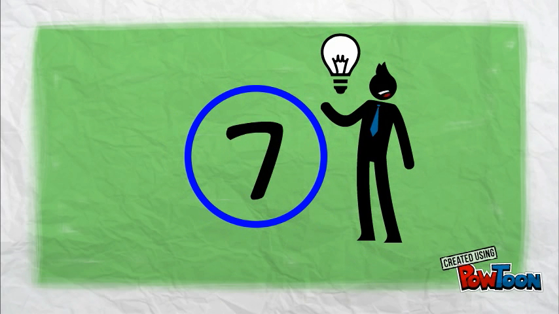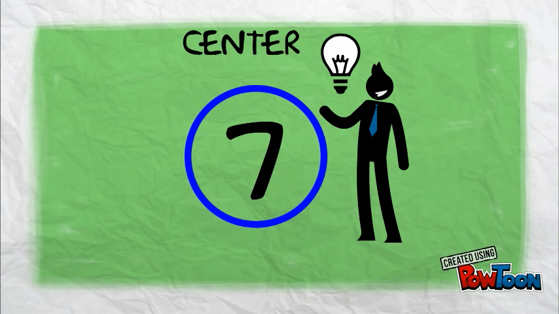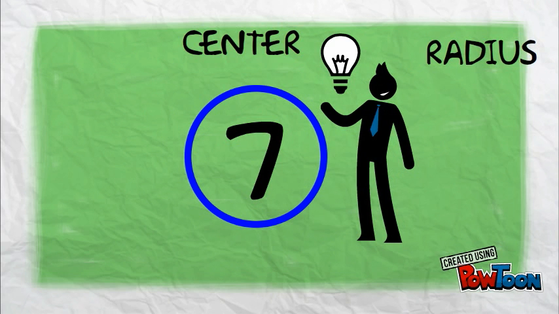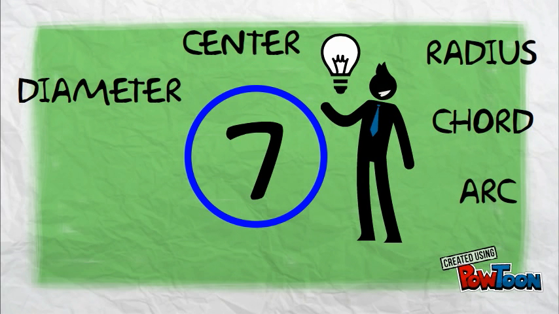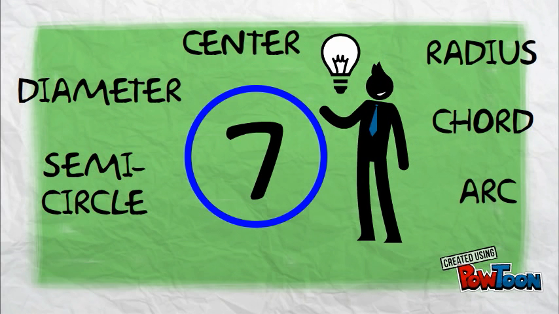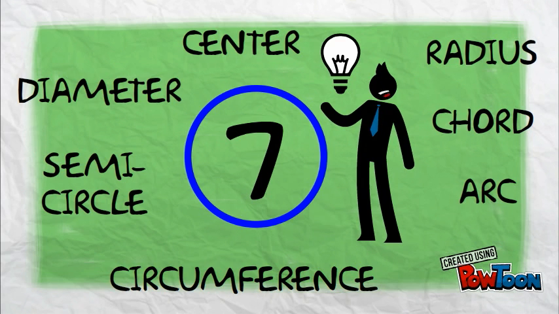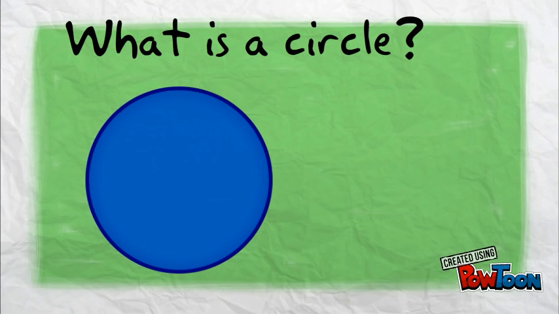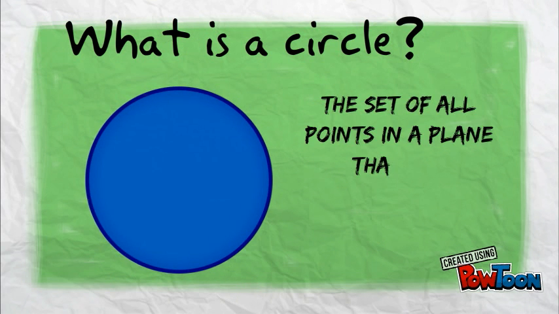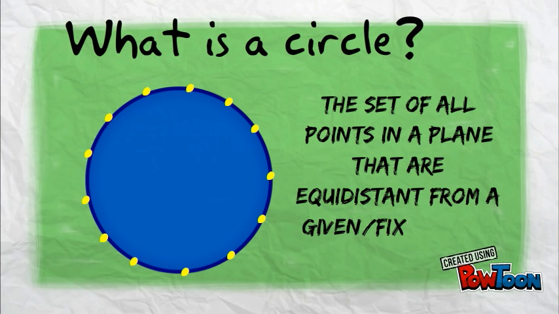Circle has 7 different parts: the center, radius, chord, arc, diameter, semicircle, and the circumference. Before we go through the parts of the circle, let's define first what is circle. Circle is the set of all points in a plane which are equidistant from a given or fixed point.